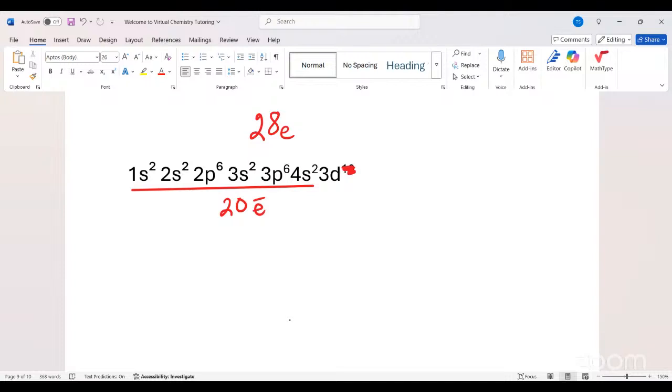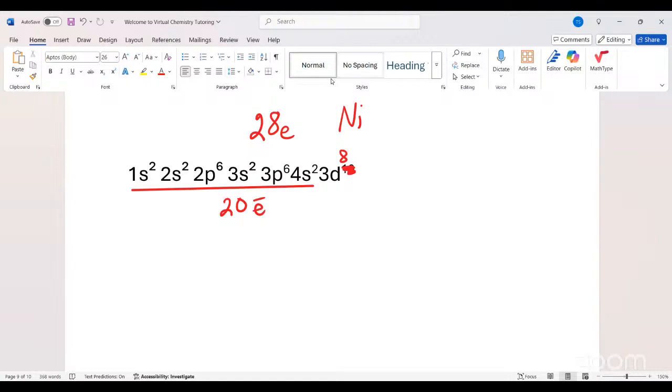Yep. Ladybug got it right. Tabby got it right. Yes, you need 8 more. So instead of writing 3D10, you're going to write 3D8. And voila, that is your electronic configuration for nickel. Okay? So you can do it two ways. Good job, Kelly. You can do it either this way, where you just write out the whole configuration and then start deducting from it, or you do it the other way that I showed you at the very beginning of this class.